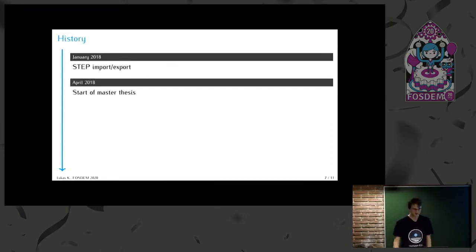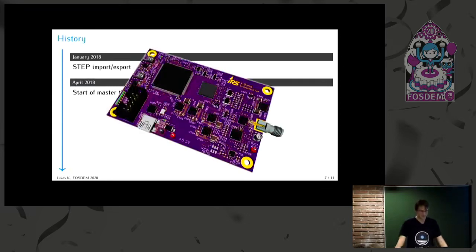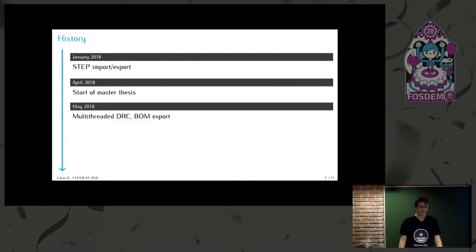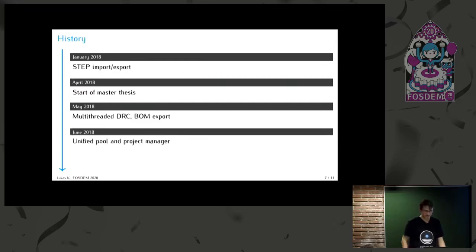April 2018 then saw the start of a master thesis, which was an X-band transmitter, so a moderately complex design with FPGAs and D2A converters to differential pairs and about 10 gigahertz in output frequency. So that was the first real-world project that was also not too simplistic. That then motivated me to speed up DRC by making it multi-threaded, which was pretty easy, since DRC just involves intersecting polygons, and there are quite many of them. So just spawn threads and let them do the work. That helped a lot. And I also added export for bill of materials.